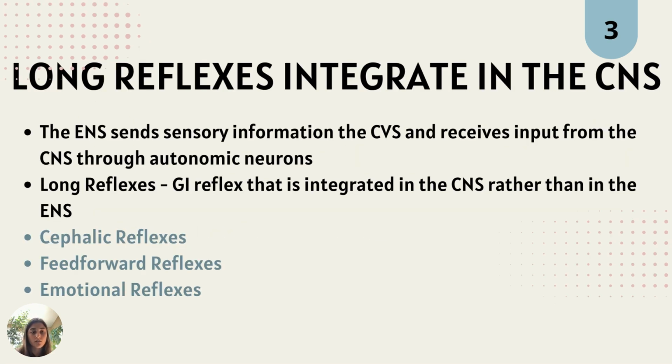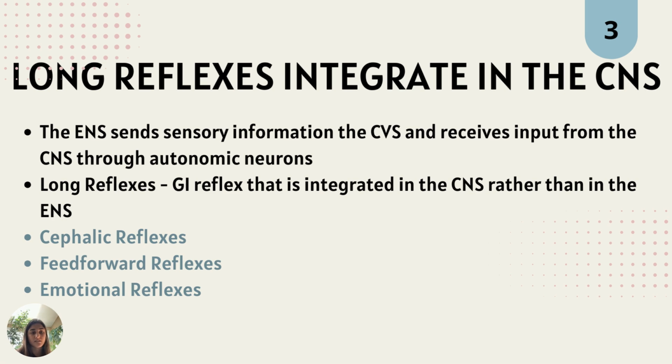Next is long reflexes, integrating in the CNS. So rather than everything happening in the GI, it also sends information to the central nervous system as well. The ENS sends sensory information to the CNS and receives input from the CNS through autonomic neurons. Long reflexes are the GI reflexes that integrate in the CNS rather than in the ENS.